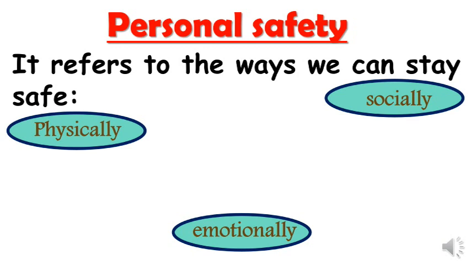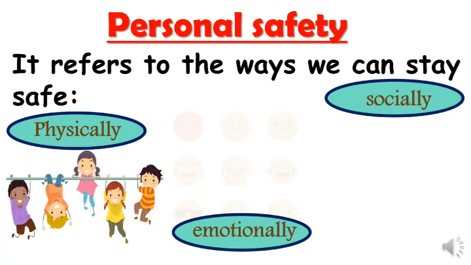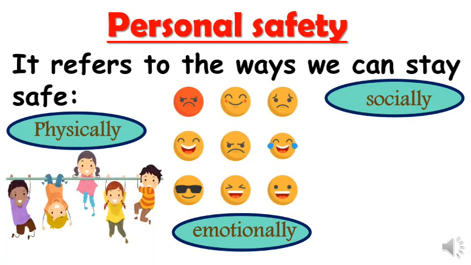And it would be emotionally. Now, what is the meaning of emotionally here? Emotionally means you have to control your feelings, the way you feel. You might feel happy, sad, angry, excited. So, it's about the feelings, the mood changes.